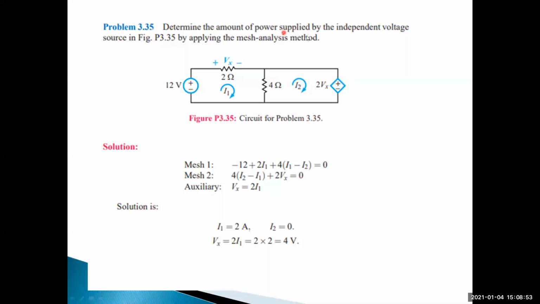Determine the amount of power supplied by the independent voltage source, applying the mesh analysis method. Mesh 1. So assign meshes like this, I1 and I2.